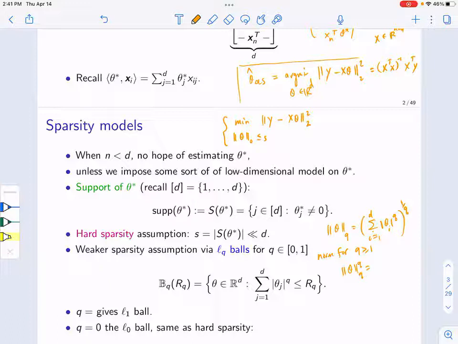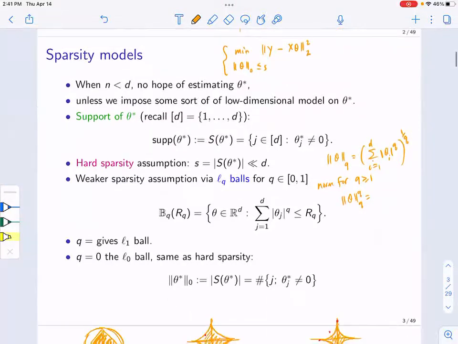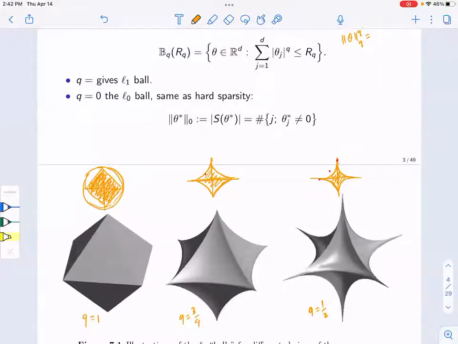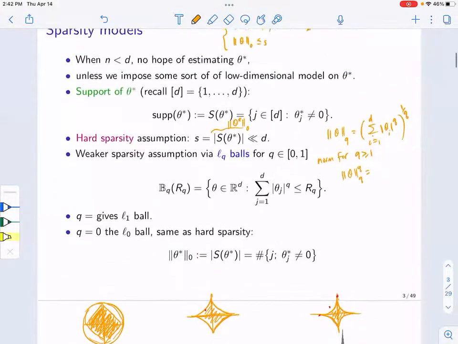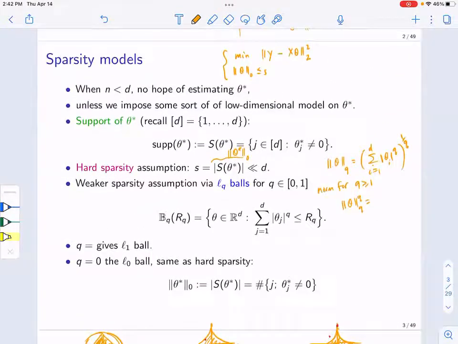I didn't mention that this is sometimes called the L0 norm. The cardinality is sometimes written as the L0 norm, although it's not really a norm. You can imagine it as the limit of this as p goes to 0. It's hard to see from this, but as p goes to 0, basically the Lp norm converges to the number of non-zero elements.